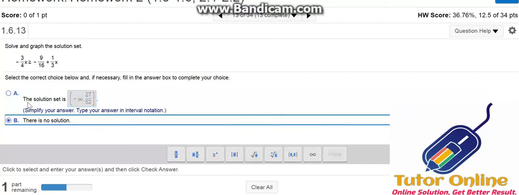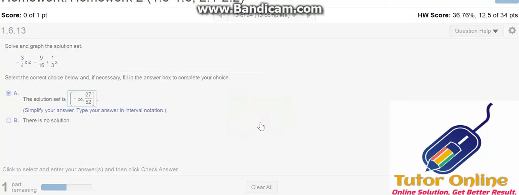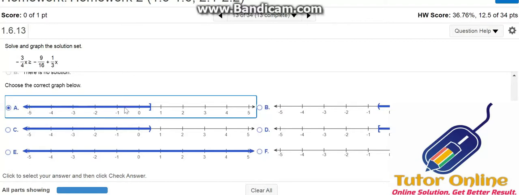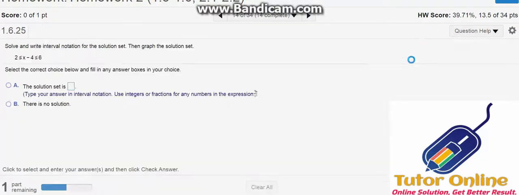So let's check: x is less than or equal to 27 by 52. So our solution will be minus infinity to 27 by 52. Yeah, well done. Thank you. So what will be our solution? It will be minus infinity to 27 by 52, and 27 by 52 is also included. Yeah, excellent. Thank you. Our score is increasing here.